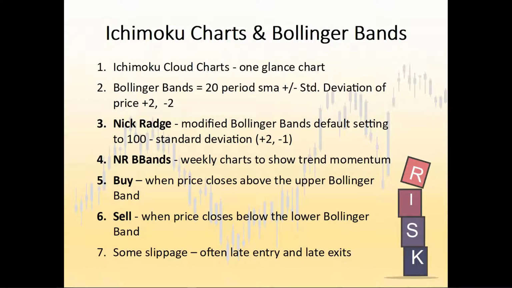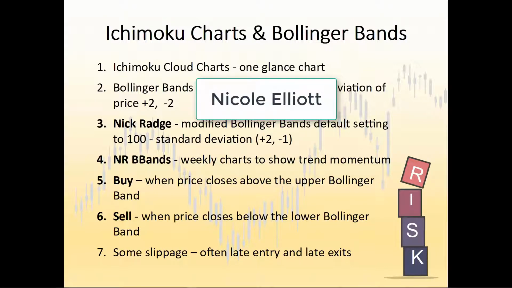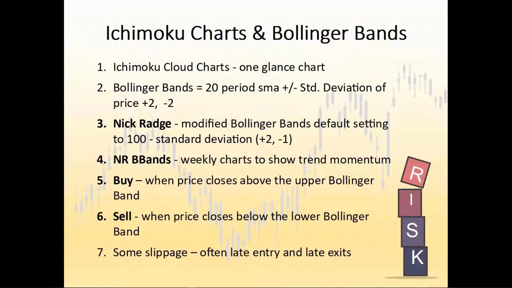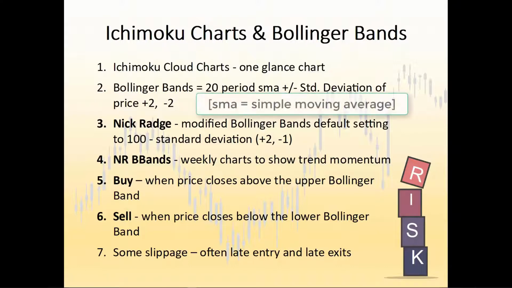The Ichimoku cloud chart has been described as a one-glance chart. There's a lady called Nicole Elliott, who has written a couple of books and is very much in currency trading. It was developed by a Japanese, and I'm sure most of you have some understanding of it. Number two is the Bollinger Bands. This is a standard 20-period simple moving average with a standard deviation of plus or minus 2, and BullCharts has a pretty good indicator for that.